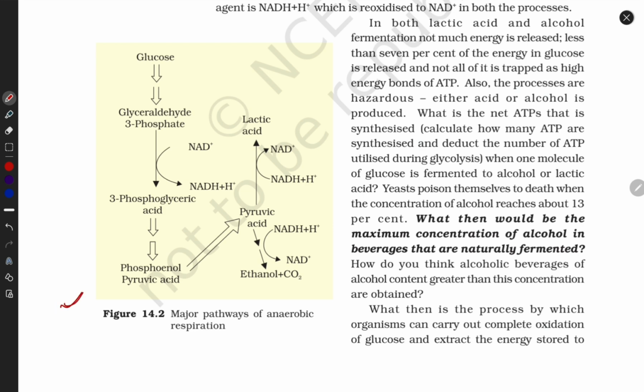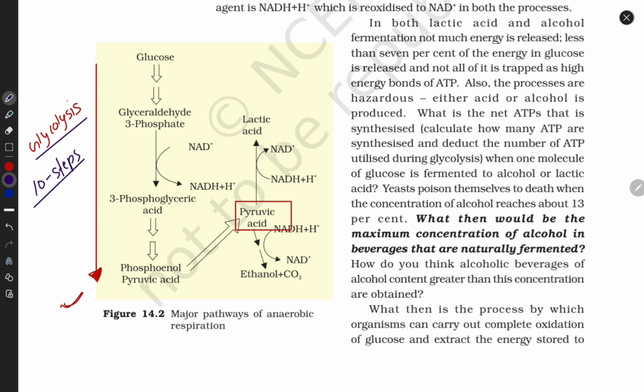Let's start. This is the glycolysis pathway, here to here. We know the end product of glycolysis is pyruvate, pyruvic acid. Here, this is the end product of glycolysis. Glycolysis is a 10-step process. We studied this before. The next step, this is the end product of glycolysis.